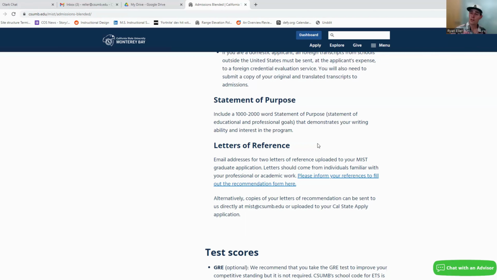Letters of reference or letters of recommendation should come from either a supervisor, a colleague, or a faculty member or past instructor. There's really no perfect letter of recommendation as well.